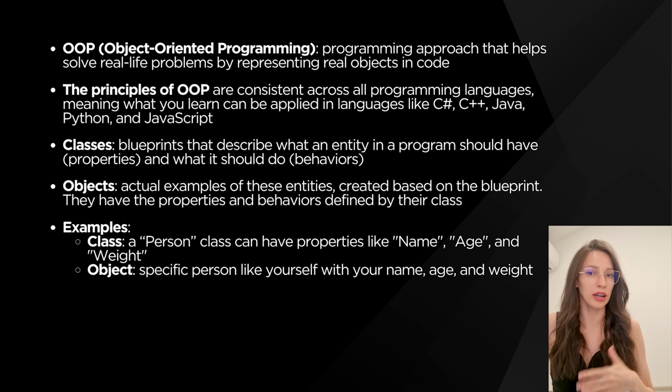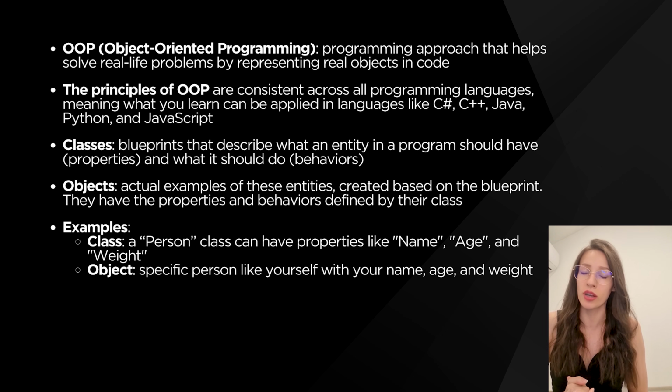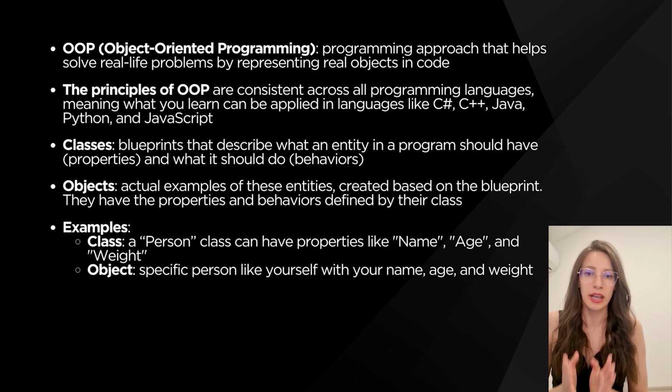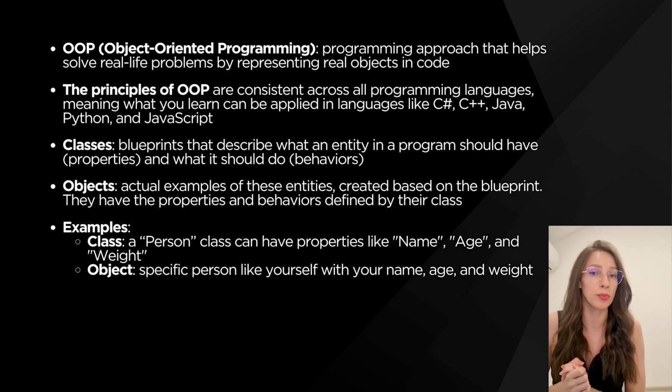So once more, a class serves as a blueprint or a model, and it describes what kind of properties and behaviors objects need to have, and then objects are concrete instances of that class. Now, let me show you how this works on the application that we are going to build today.